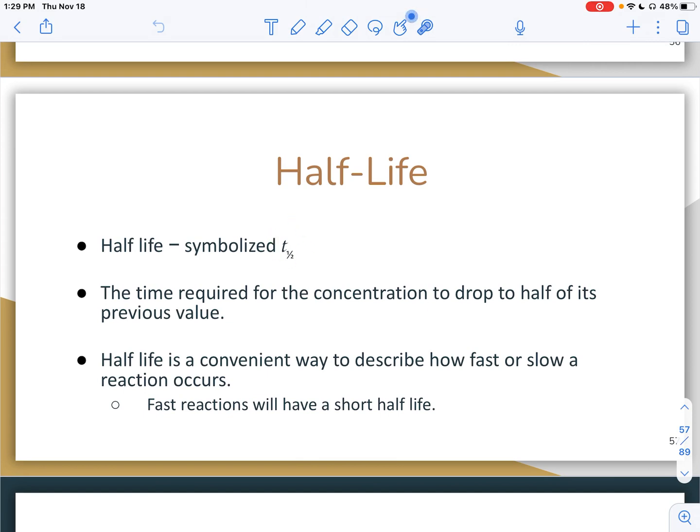Here's the definition again. It is a nice way to talk about how fast or slow a reaction occurs. It's also very common with radioactive elements, so you'll see that a lot in these examples and practice problems.